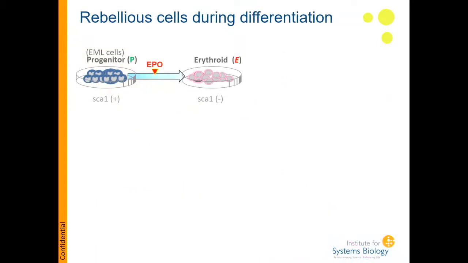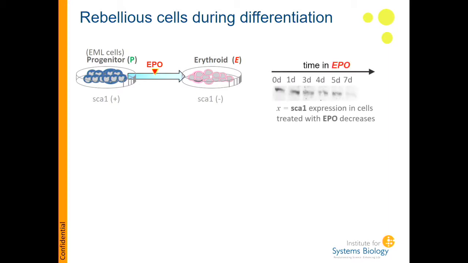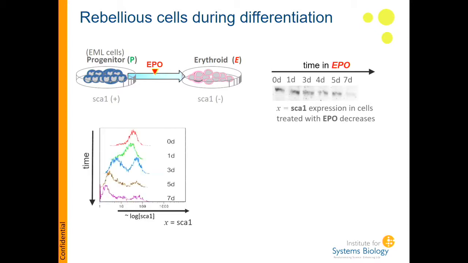So what happens in the case of erythropoietic differentiation? This was done in Sui's lab, where you take progenitor cells, the EML cells, and give them EPO. And you should expect erythroid cells in your dish. The cells are labeled with SCA1, which is a stem cell-specific marker. So when you do a bulk analysis, you see a decrease in expression of SCA1. But what happens at the single-cell level? You do a FACS for these cells. At day 0, you have a very high, unimodal expression of SCA1.